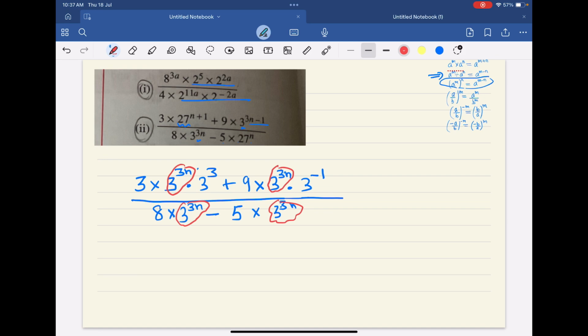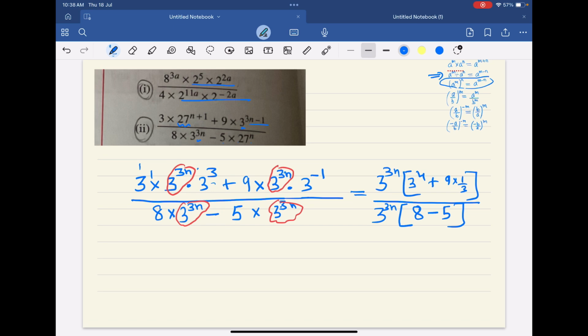So now let us take it common. So when I do that, what will happen? So I'll have 3 to the power 3n. Then what are we left with? We are left with 3 into 3 cube. So just write it as 3 to the power 4, because 3 to the power 1 plus 3 will give me 3 to the power 4, and plus 9 into 1 by 3. Okay, 3 to the power minus 1 can be written as 1 upon 3, and in the denominator we have got 3 to the power 3n, and we are left with 8 minus 5.